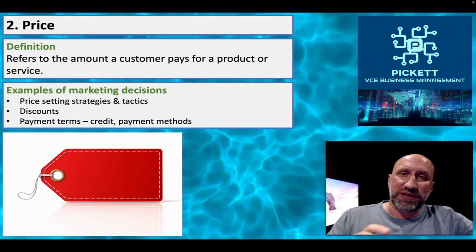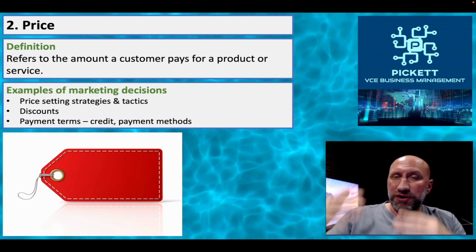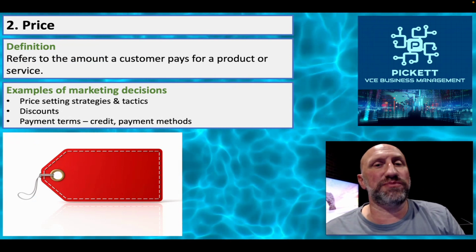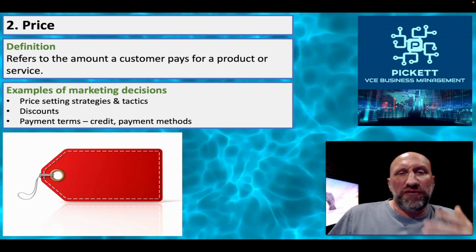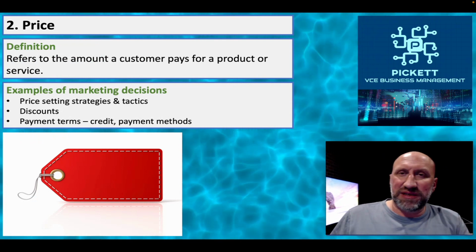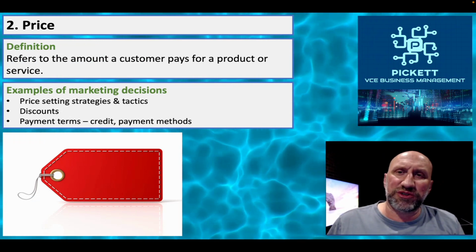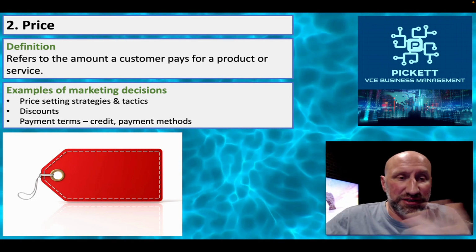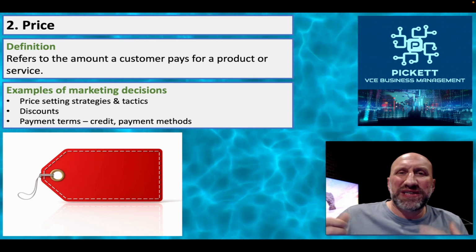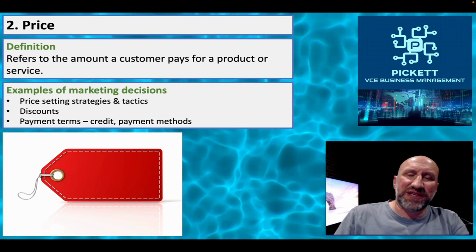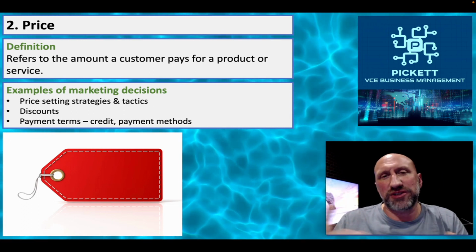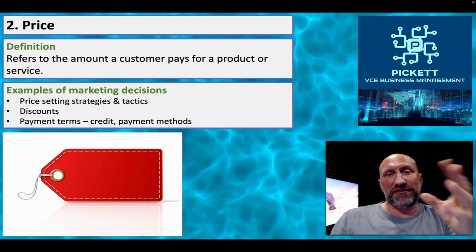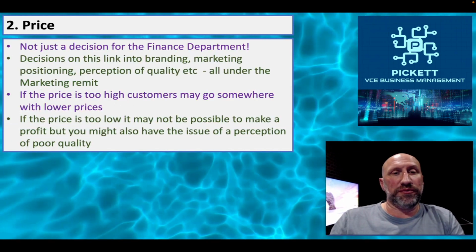All right, that's product dealt with. So you had a lot of notes under a lot of subheadings there. Now we're moving on to the second P, which is price. Obviously, price has a definition for you. It sounds silly, but sometimes it's the simplest words which are actually the most difficult to define. The definition is: the amount a customer pays for a product. Examples of marketing decisions focused in this area are price setting strategies and tactics, discounts, and payment terms. We're going to focus really on price setting strategies here. It's going to give you a few different ways in which you might determine the price.